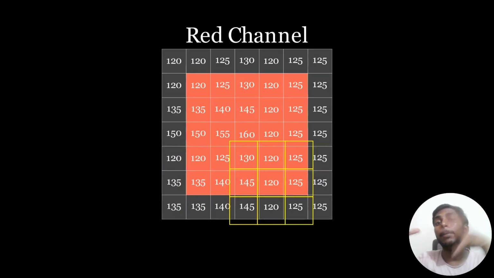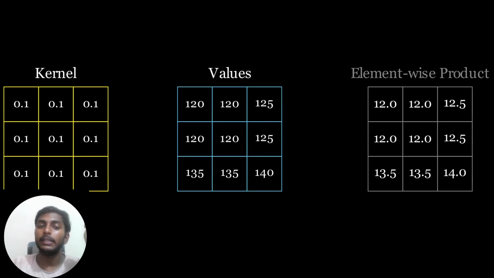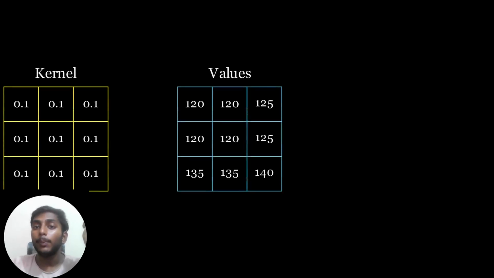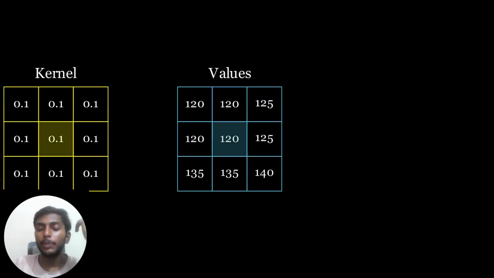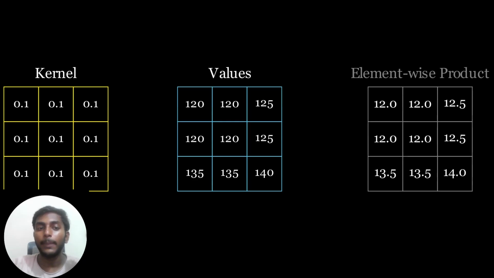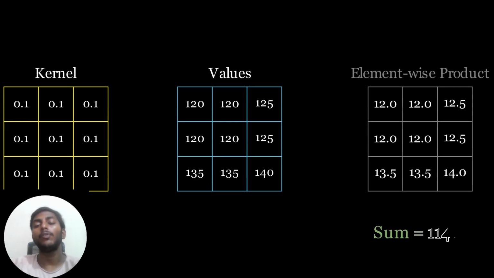so the image will be blurred. So what we are doing is multiplying it with 0.1. Why 0.1? To average it out, because when we sum that we need an average. So before that we multiply it and then we sum it out. So we get this 114 value.